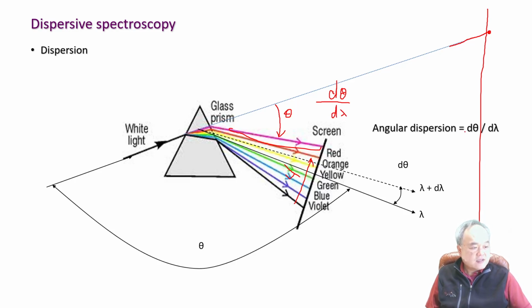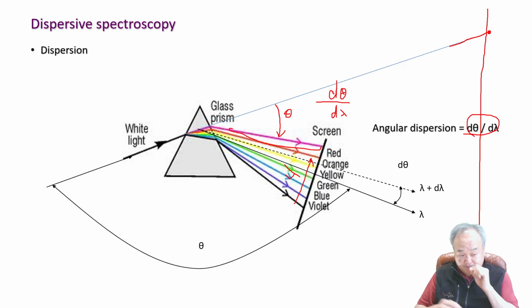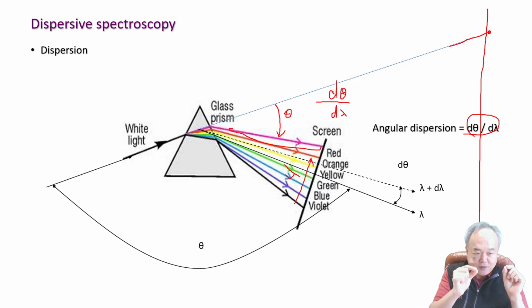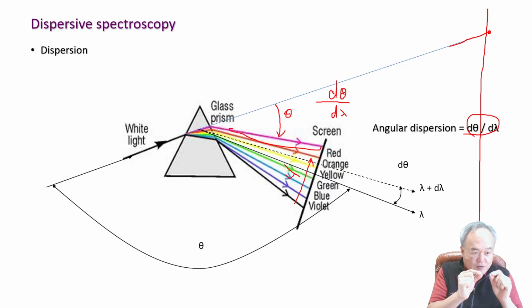So this quantity, dθ/dλ, is known as angular dispersion. Theoretically, photons with different energy levels do not fall onto the same location, because no matter how small the energy difference is, they are still separated at a different angle.